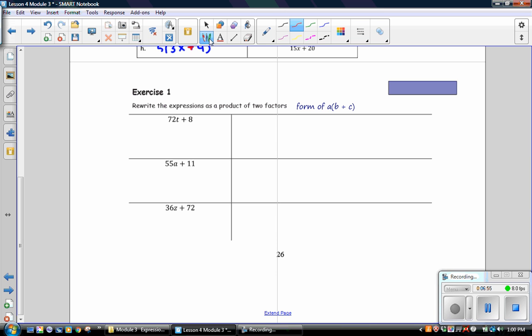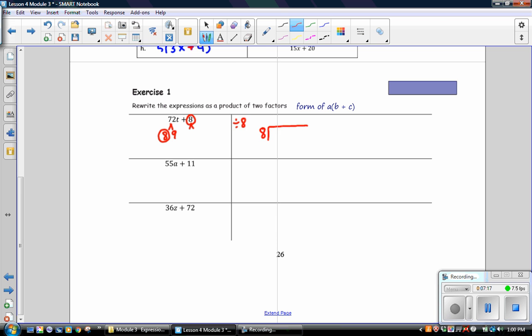The greatest common factor for 72 and 8. So start with the smallest number and see if it divides evenly into the larger number. And 8 does divide evenly into 72. So the greatest common factor is 8. So we are going to divide by 8.